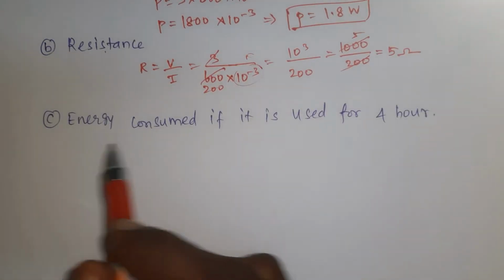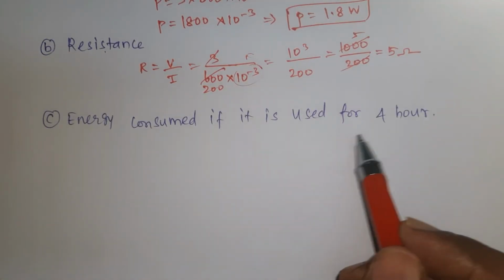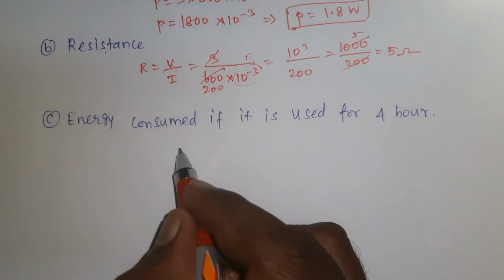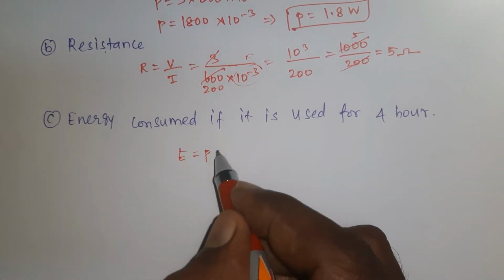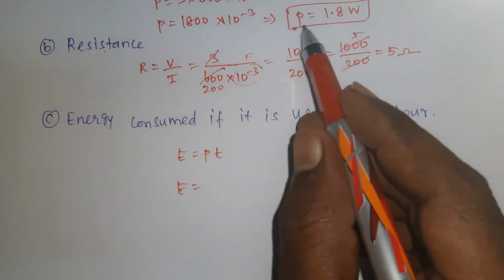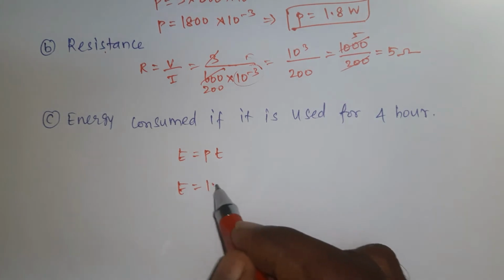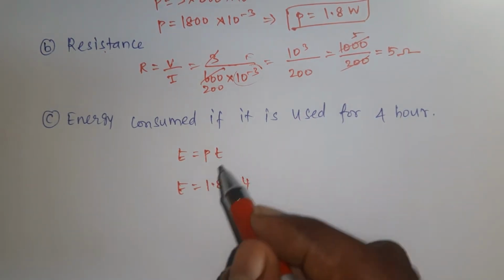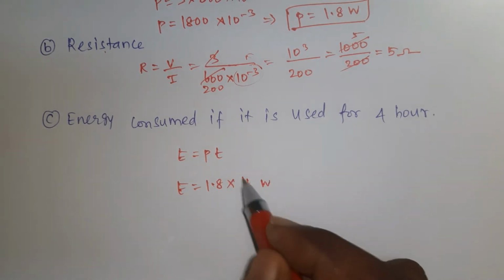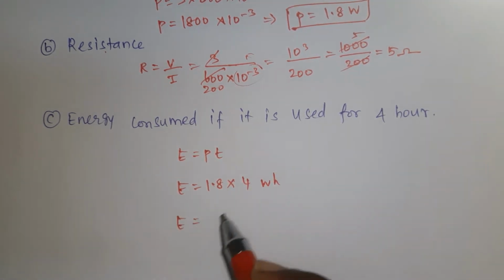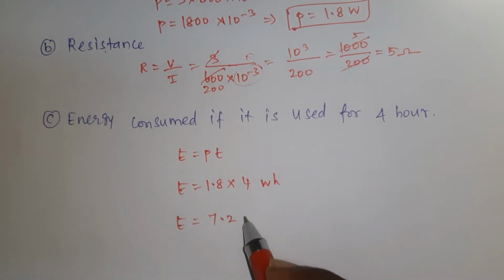Next one, energy consumed if it is used for 4 hours. So energy formula in terms of power and time, E is equal to P into T. E is equal to power, already we have calculated 1.8 watt. So 1.8 into time is 4 hour. Unit of power is watt, unit of time is hour, so watt hour. So E is equal to, if you multiply this, 7.2 watt hour.